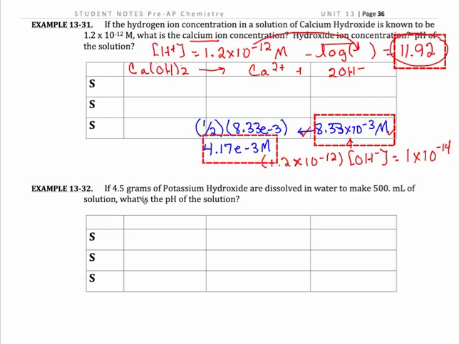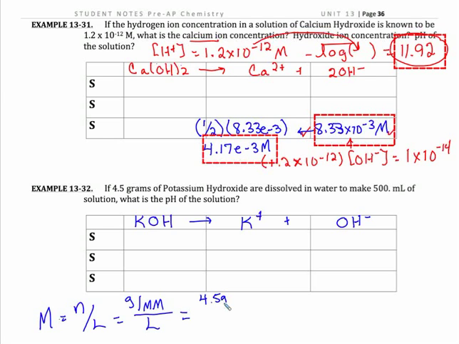Okay. Now, we're going to just push it a little bit further. This time, instead of giving us molarity, it gives us mass and volume. So we have to calculate our molarity of KOH. Now remember, molarity is moles per liter, or we can plug in for moles. Moles are mass over molar mass divided by liter of solution. I have 4.5 grams. If you calculate the molar mass of KOH, it's 56.11 grams per mole. Remember, you have to convert those milliliters to liters.